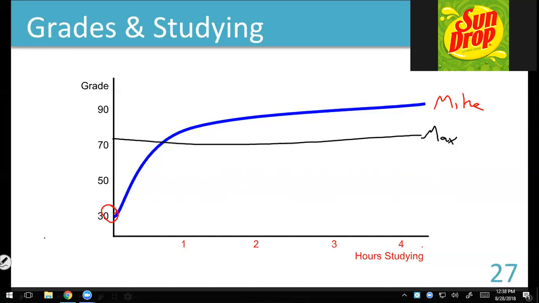Okay, I misheard you. What we see here is, if he does no studying, he's going to get 72. If he does 2 hours studying, he's going to get 72. If he does 4 hours studying, he's going to do 72. He hit his max. Very funny. I'll give you a point for that. So should Max study? Absolute waste of Max's time.